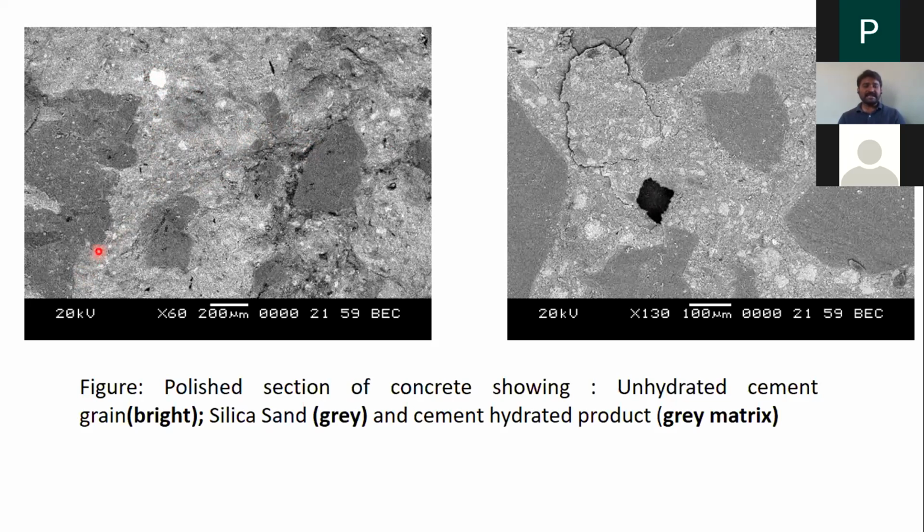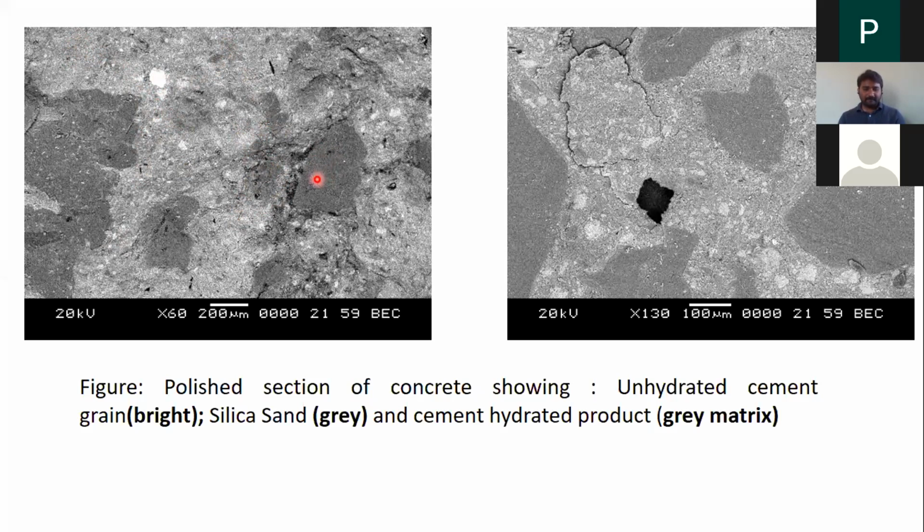Those are called calcium hydroxide. The first and brightest is unreacted cement. The next brightest, a little less bright than this, will be calcium hydroxide. Then come the hydration products such as calcium silicate hydrates. See here, these are calcium silicate hydrate, calcium silicate hydrate. Here also some calcium silicate hydrate.